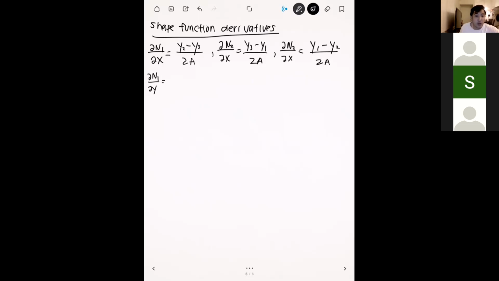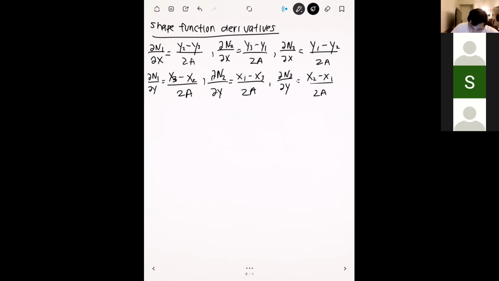If we have partial n1, partial y, then we have x3 minus x2 all over 2a. If we have partial n2, partial y, this is equal to x1 minus x3 all over 2a. And then we have partial n3, partial y, and this is going to be x2 minus x1 all over 2a. And so those are all the shape function derivatives.